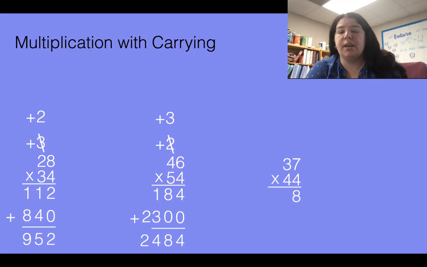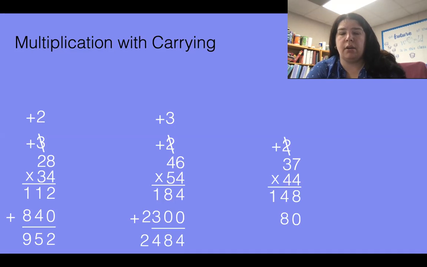37 times 44. 7 times 4 is 28. Put the 8 down. Carry the 2. 3 times 4 equals 12 plus 2 equals 14. Good. Put your 0 down after you cancel out that 2. Put your 0 down to hold your space to know that you are multiplying by 40 and not really by 4.